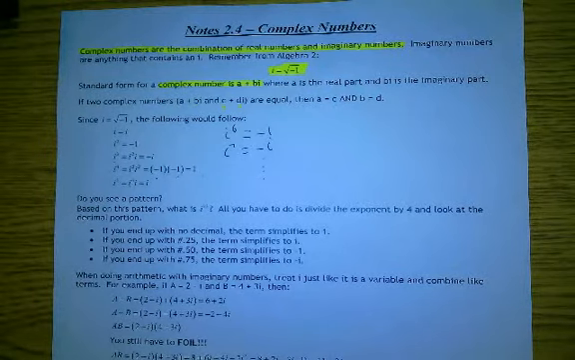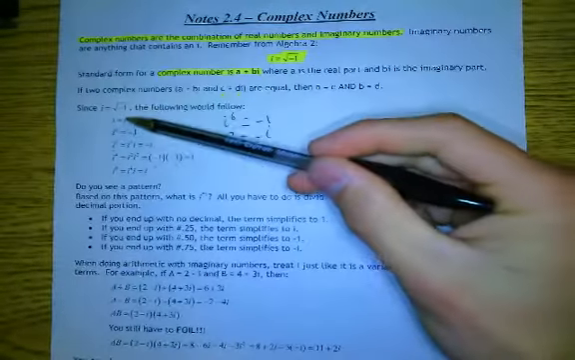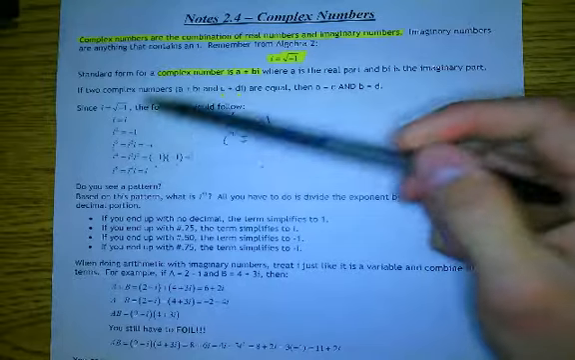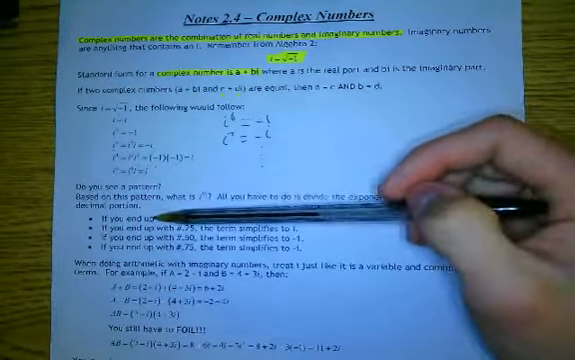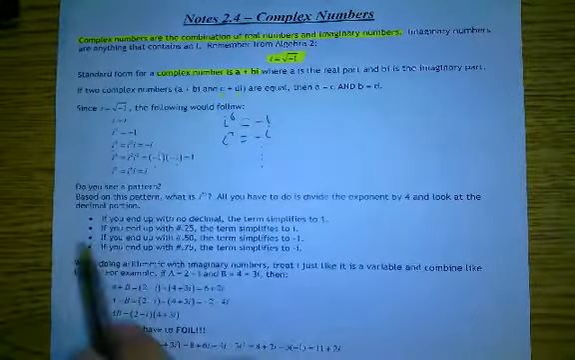What if I was to ask you, what is i to the 73rd power? You could try to do it one by one until you get to the 73rd power, but that would take forever. So there's a little trick that I use to figure out what i to a high power would be. First of all, do you notice that there's a pattern every 4 terms? So it's i, -1, -i, and then 1, and then i, and then it repeats again. So it's every 4 terms.